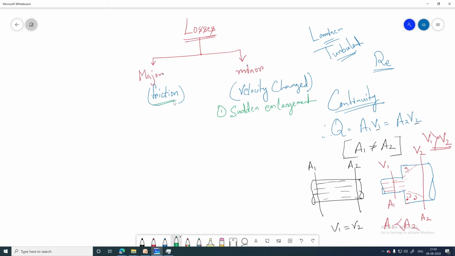And here it is due to friction in major losses. In the second case, due to sudden contraction. So sudden contraction means something like this. It is just the opposite of sudden enlargement.